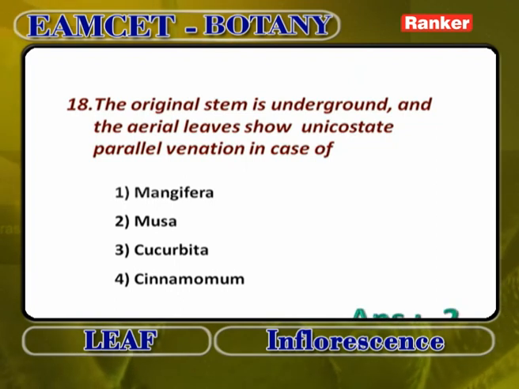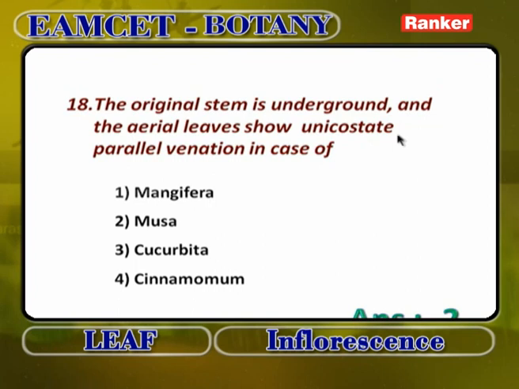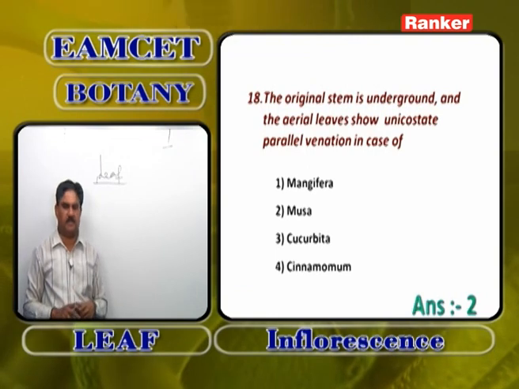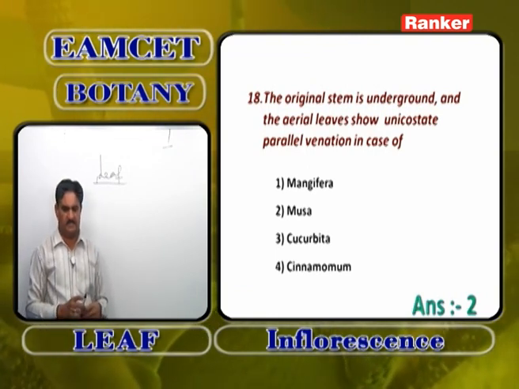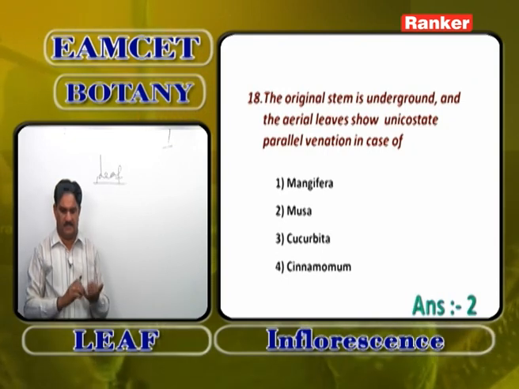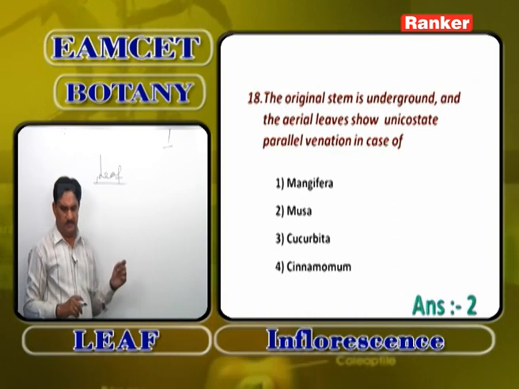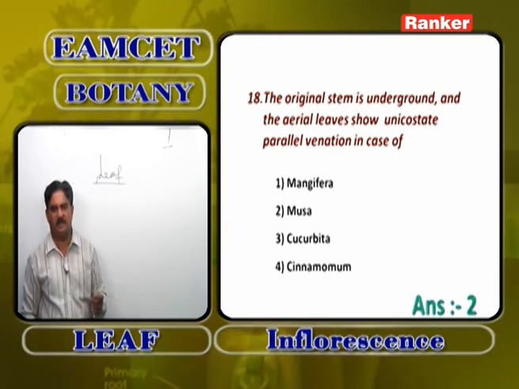The original stem is underground and the aerial leaves show unicostate parallel venation: the case where the original stem is underground is a rhizome. In Mangifera you don't find unicostate, in Cucurbita you don't find unicostate, and in Cinnamomum you don't find unicostate. That means parallel venation is not found. Mangifera, Cucurbita and Cinnamomum show reticulate venation. Only Musa shows parallel venation. With that also you can identify the answer.